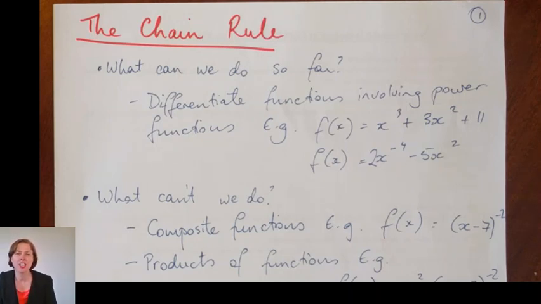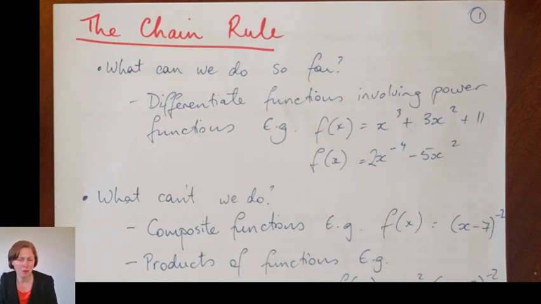So before we start learning the chain rule, we're going to first talk about what it is that we can already do, and then what are the things that we can't do that make us need something new, a new method. So the things that we can do that I've shown you there, differentiate functions involving power functions. For example, x cubed plus 3x squared plus 11. That's actually a polynomial function, but x cubed on its own is a power function and 3x squared on its own is a power function. So when I put those together and add them up, what I'm left with in this case is a polynomial.